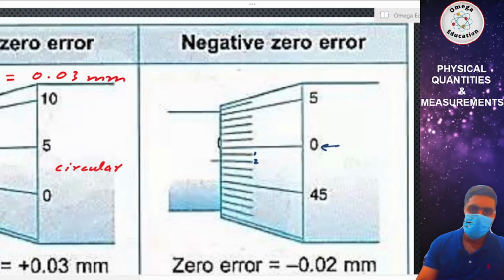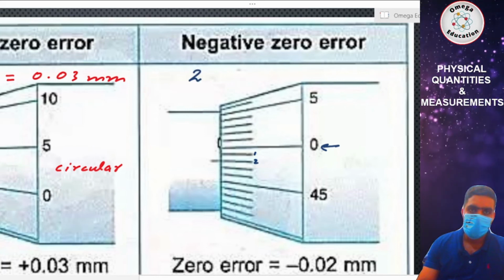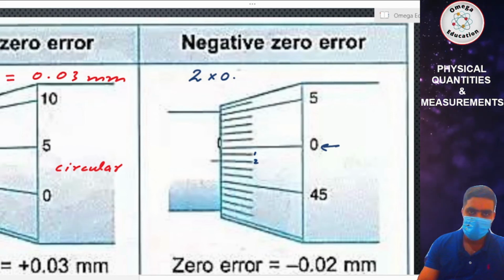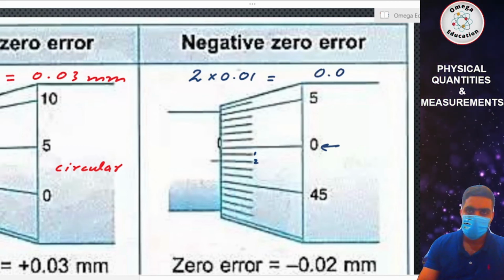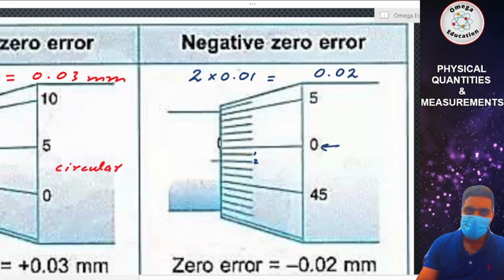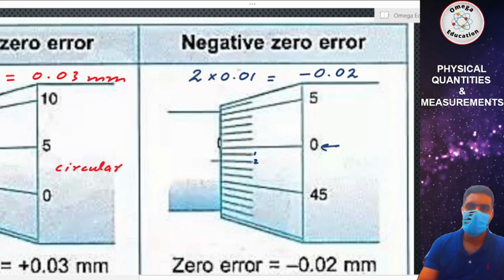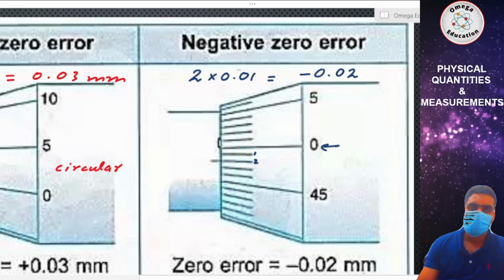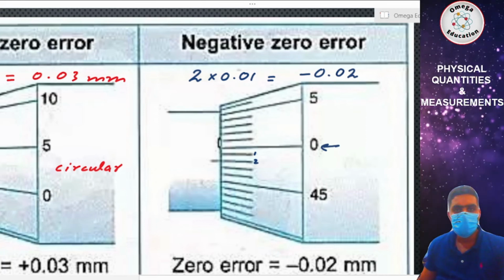So we write down that line number, we multiply it by the least count, and we calculate it 0.02, but since this is the negative zero error, we write down the negative sign. So this is the negative zero error.